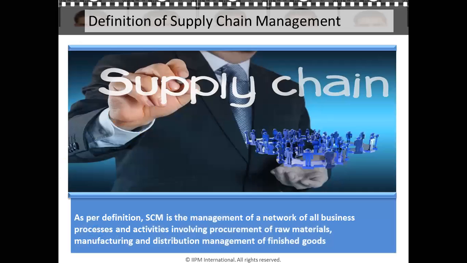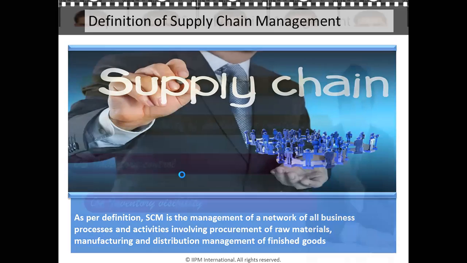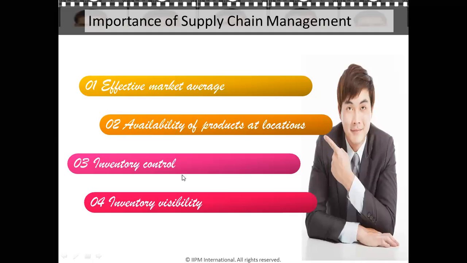So now let's look at what supply chain is all about. As per definition, supply chain management is the management of a network of all business processes and activities involving procurement of raw materials, manufacturing, and distribution management of finished goods. The importance of supply chain management: you will have effective market coverage, availability of products at locations, inventory control, and inventory visibility.